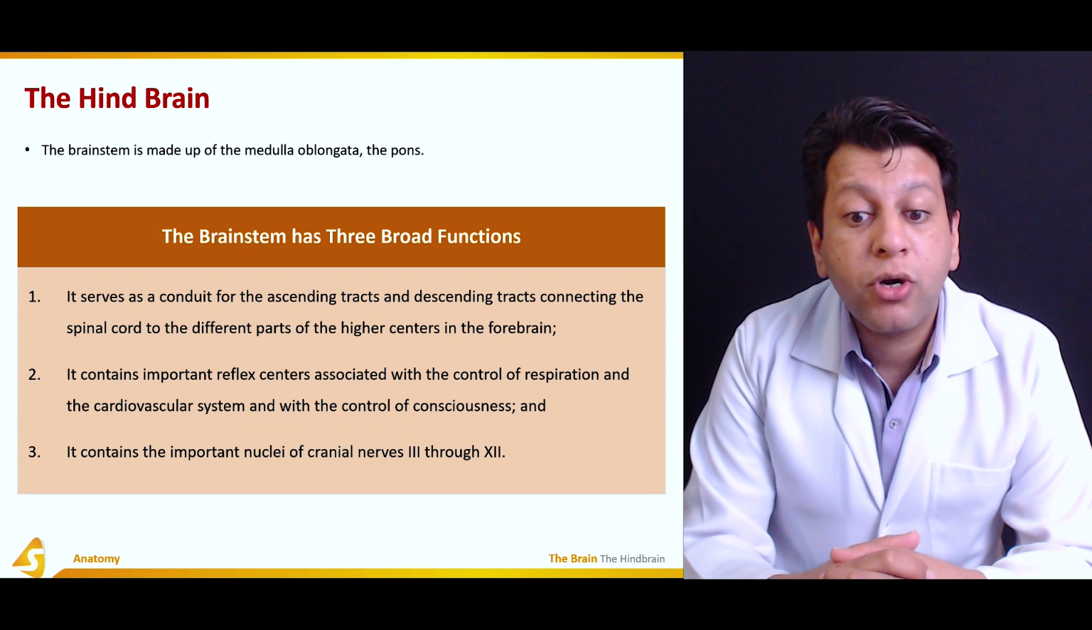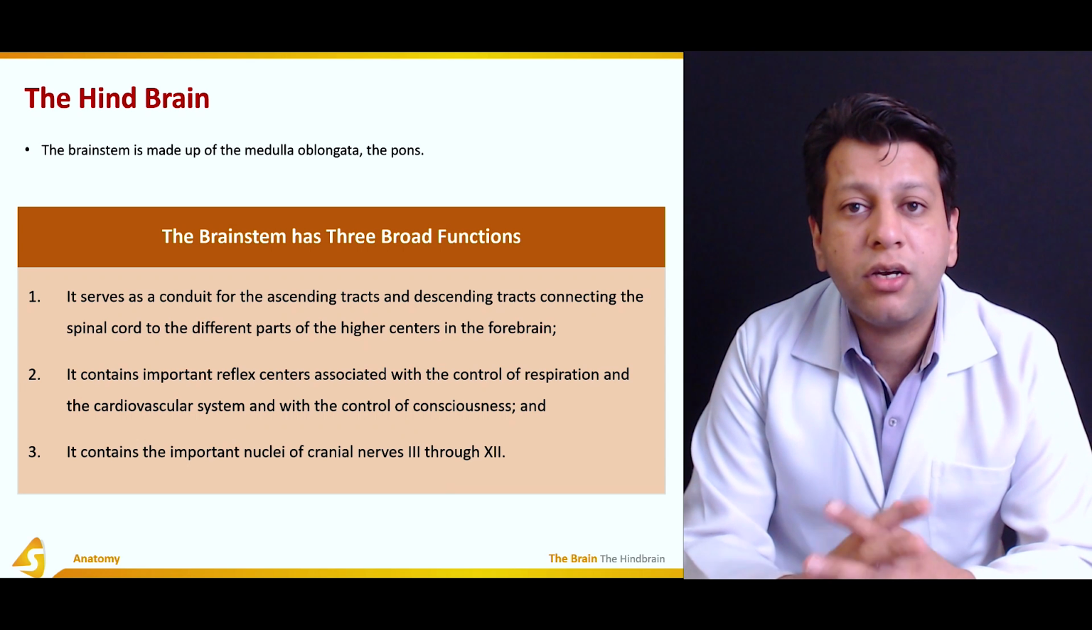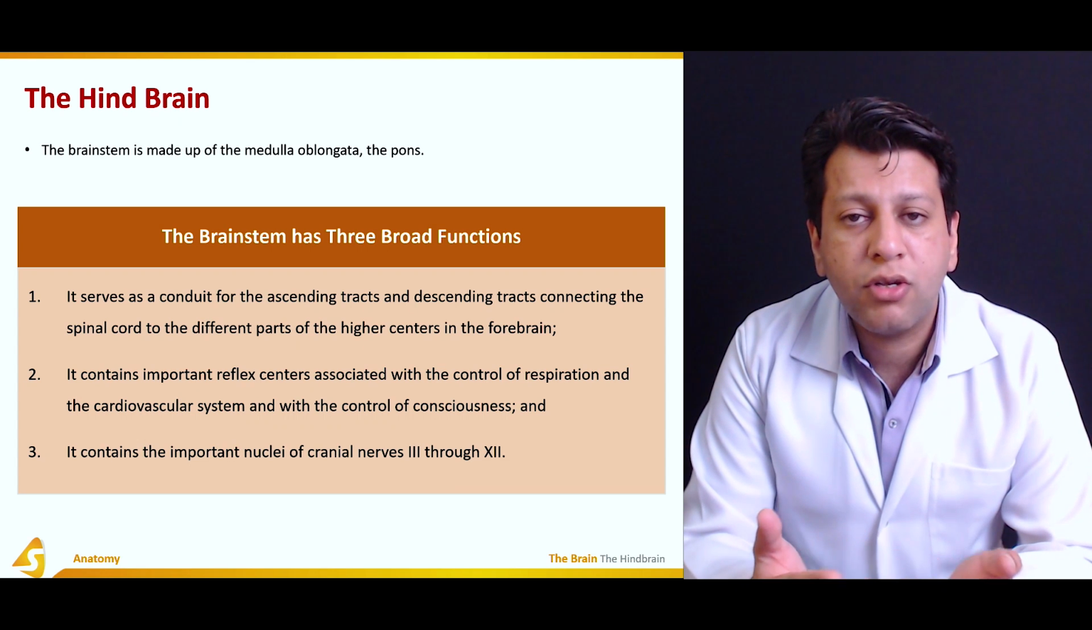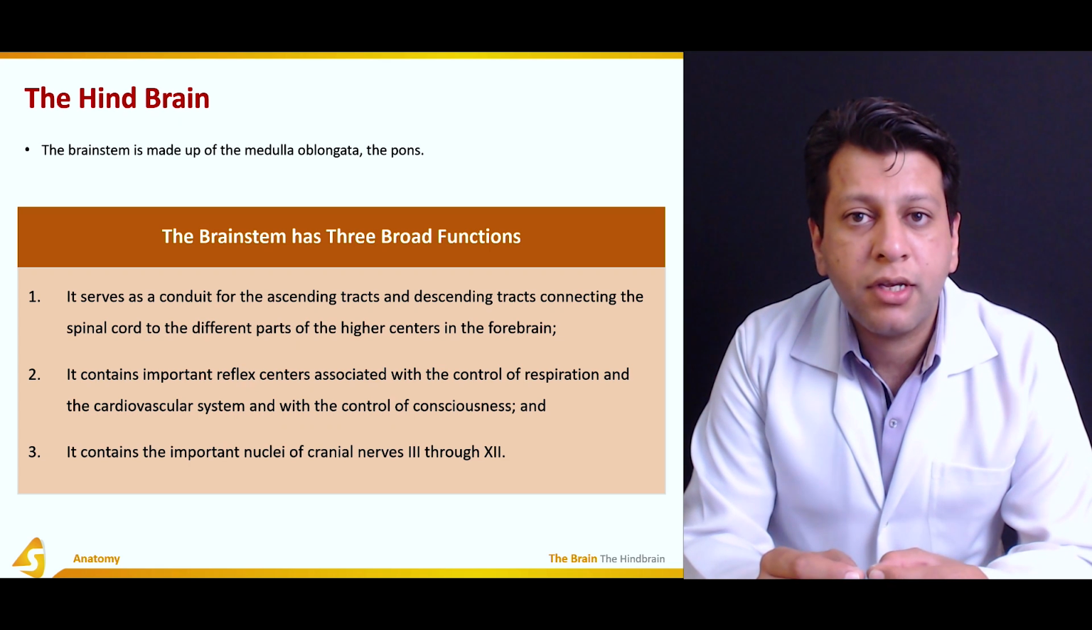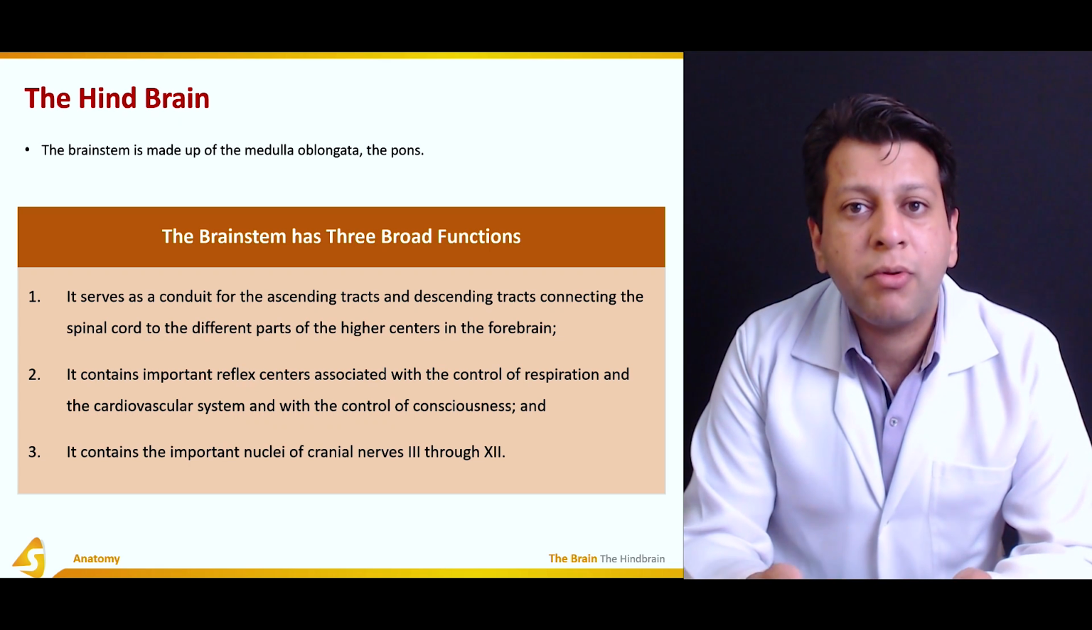It contains the important nuclei of the cranial nerves as well, that is from 3 to 12. There are other cranial nerves whose nuclei are present in the brainstem, and they arise from the brainstem eventually.